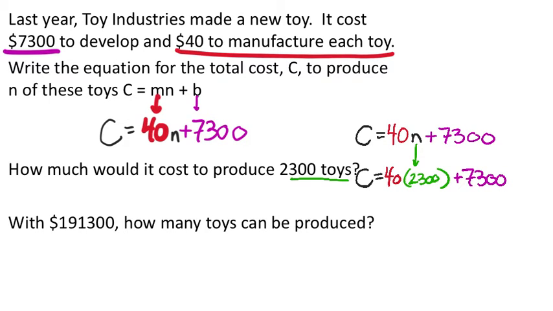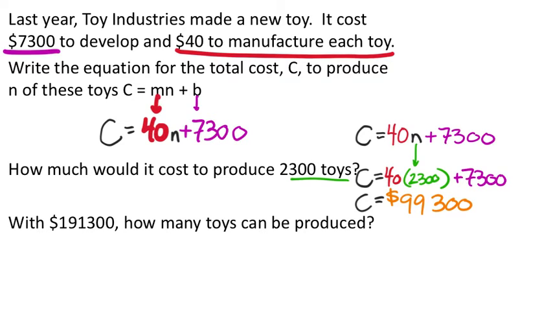But let's go to the calculator and see what it says. Hopefully you got the same thing here, but in dollars. I just put this directly into the calculator. It knows the order of operations. I got 99,300. So if they were to produce this many toys, 2,300 toys, it would cost Toy Industries $99,300.